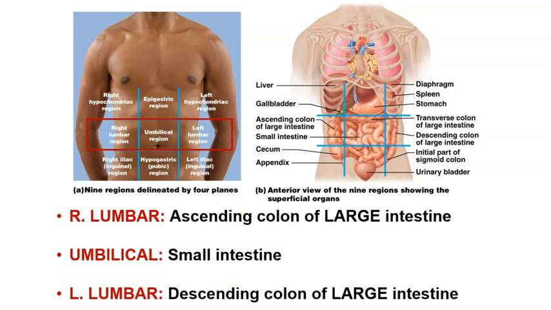The middle set of regions contain primarily some of the structures belonging to the large and small intestines. The right lumbar region contains the ascending colon of the large intestine. The umbilical region contains primarily the small intestine, while the left lumbar region contains the descending colon of the large intestine. The large intestine borders and frames the small intestine because the small intestine is located more centrally in the umbilical region, and the large intestine runs its course around the small intestine.